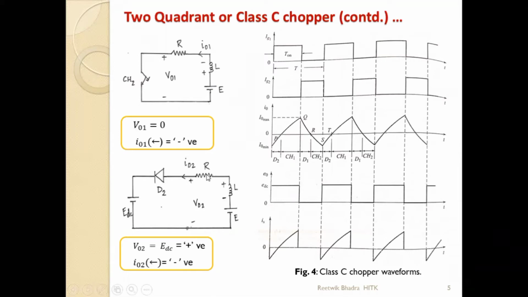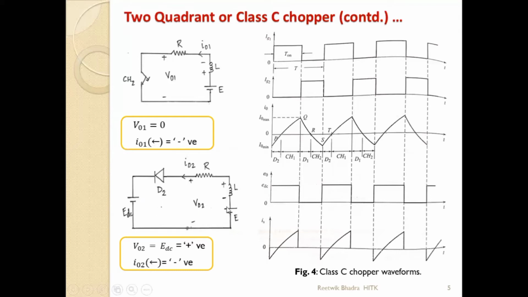And obviously, we have said that this voltage, L di by dt plus E, should be greater than EDC. Then only can current flow in this direction. So current will be maintained in this direction only, as the inductor is discharging. Another condition is that L di by dt plus EB should be greater than this EDC. As current is flowing in this direction, I02 and I01 have the same direction. So if I01 is negative, I02 will also be negative. And if you apply KVL in this direction, V02 will come out to be EDC.